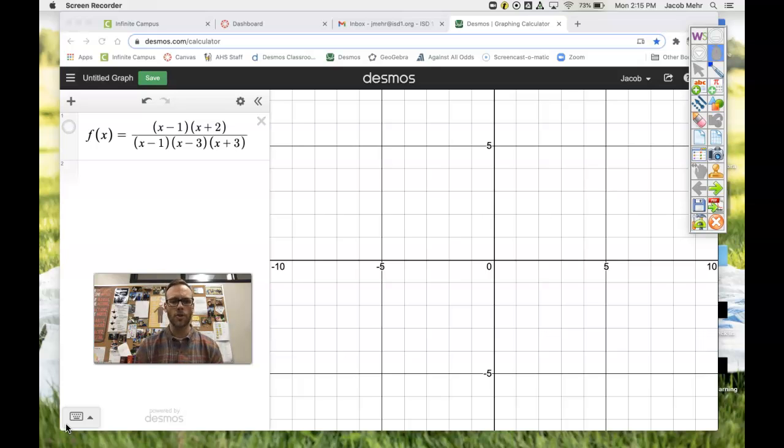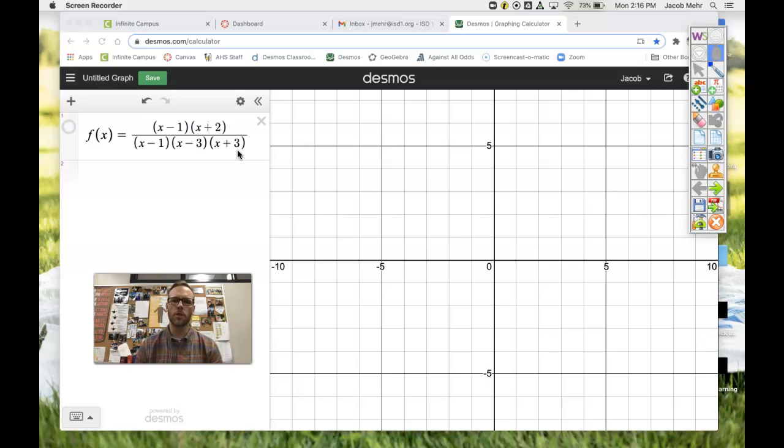So remember that a rational function has a numerator and a denominator where both are polynomials. What I have typed in right here is a quadratic in the numerator and a cubic in the denominator. They're just already factored. Let's talk a little bit about domain first. You guys are pretty good at recognizing here that 1, 3, and -3 are not in the domain of this function.